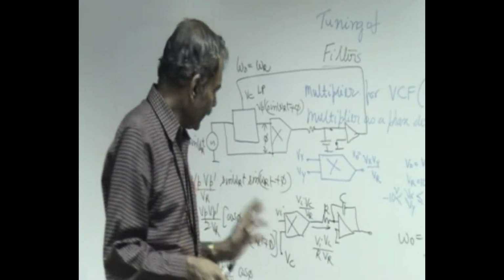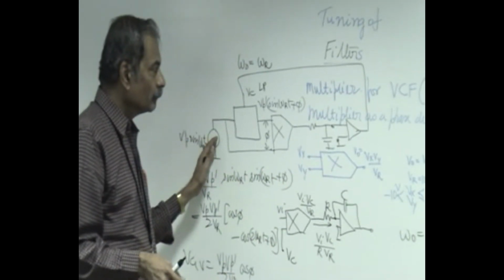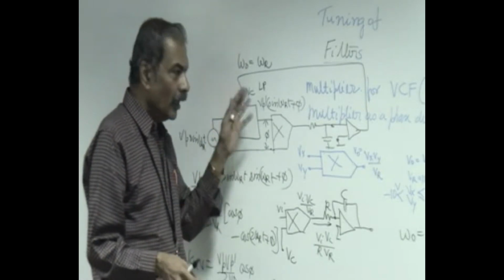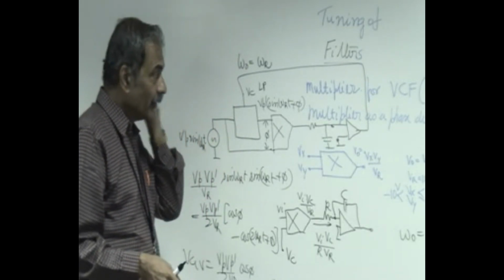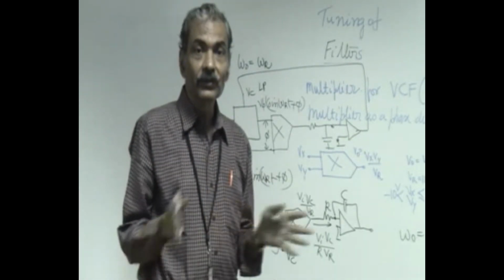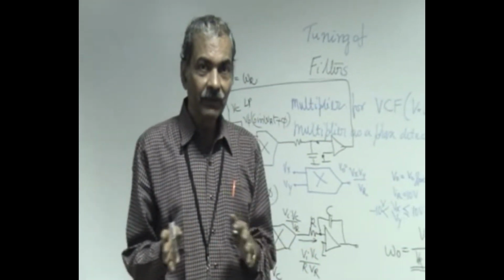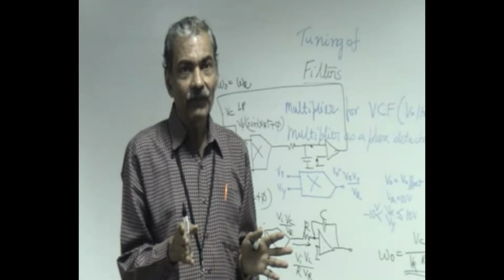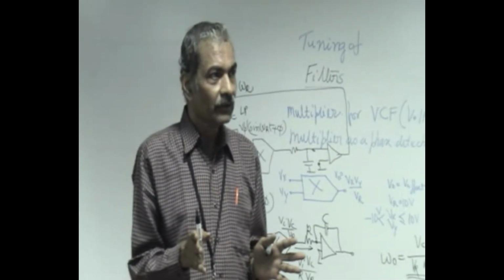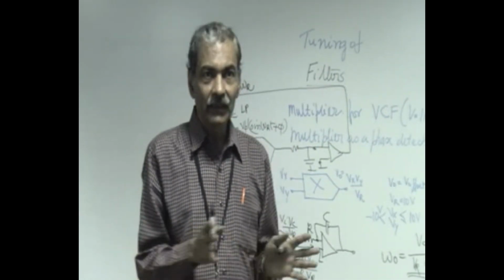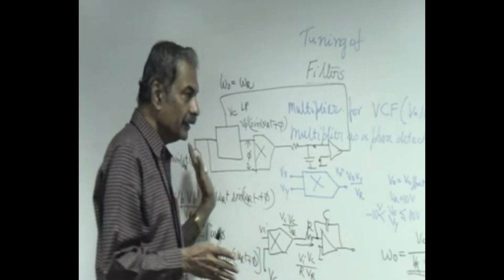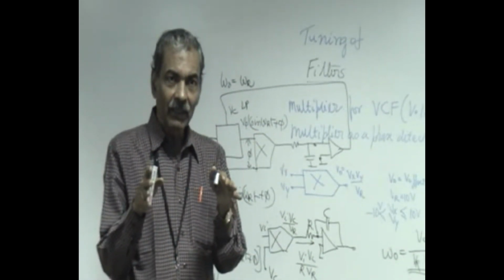So if you now apply a square wave here and take the output of the band pass filter, it automatically gets tuned to its fundamental, which gives you a gain of H0 into Q from the input. That means it is only selecting the fundamental.